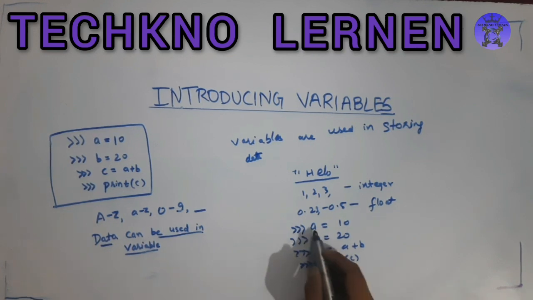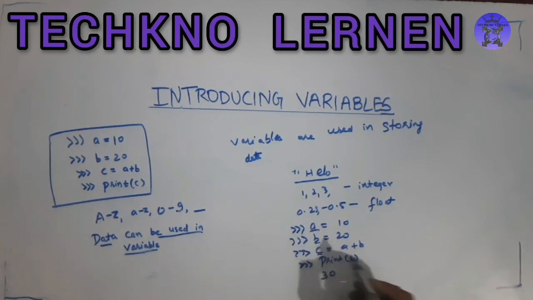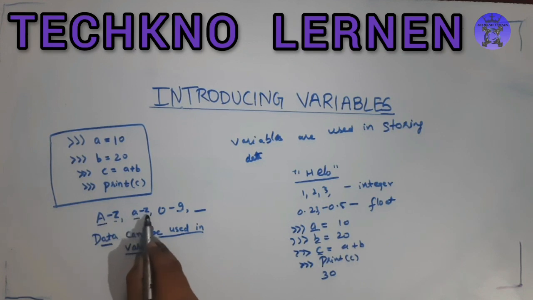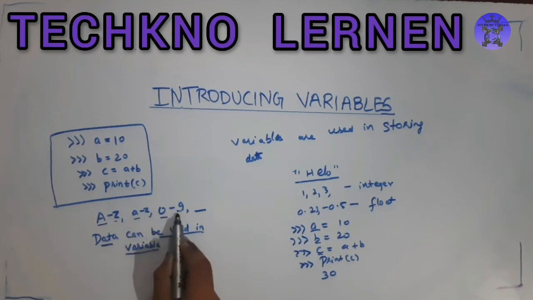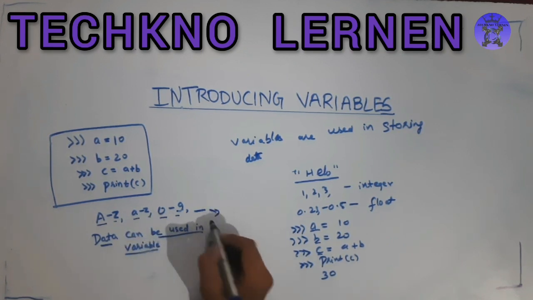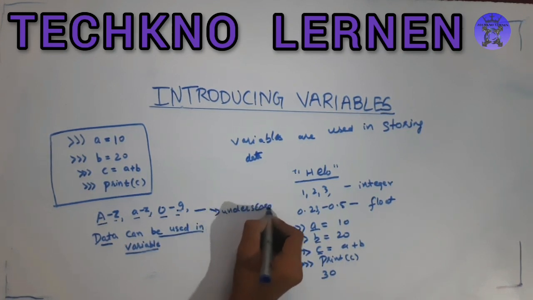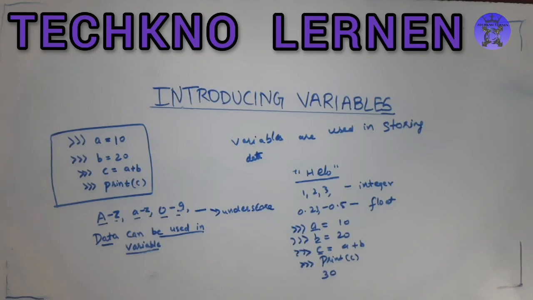The names I used here, that is a, b and c, are known as variables in Python. You can use capital letters from A to Z, small letters from a to z, the digits from 0 to 9, and this is known as underscore. No other sign or symbol is valid in Python to be used in variables.